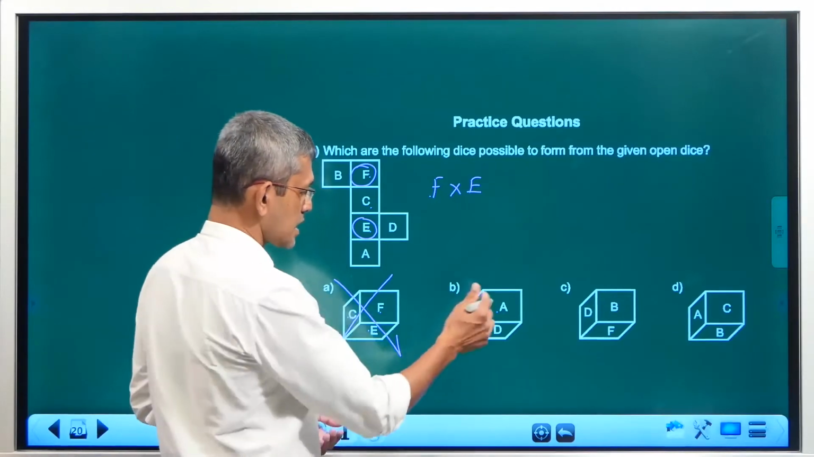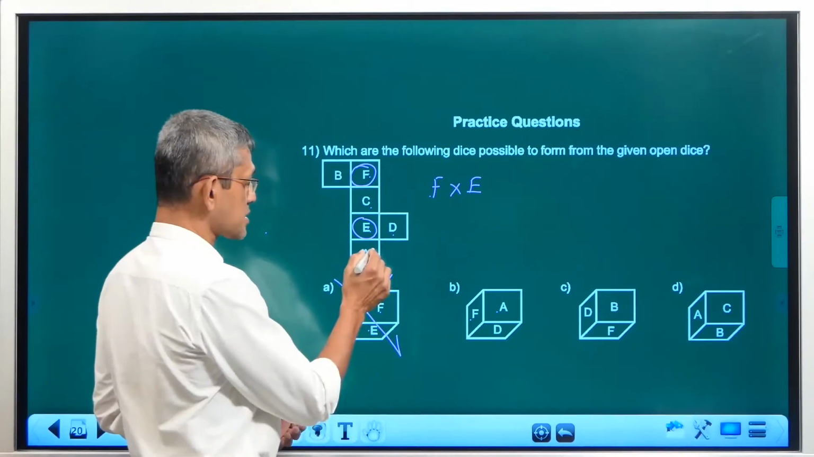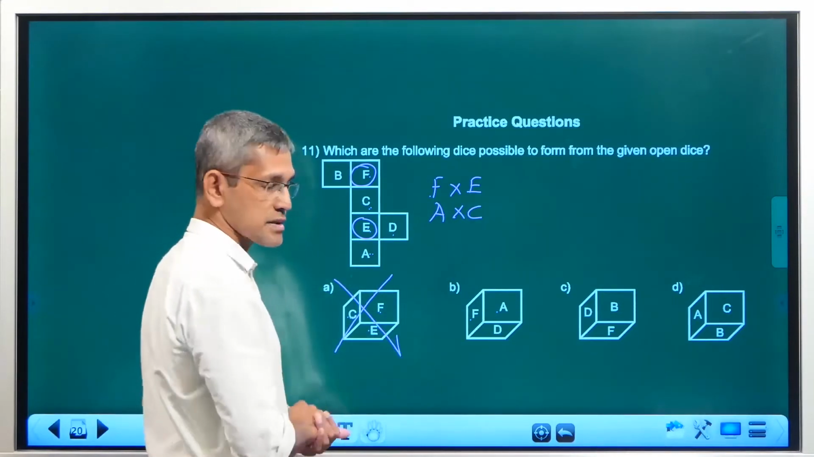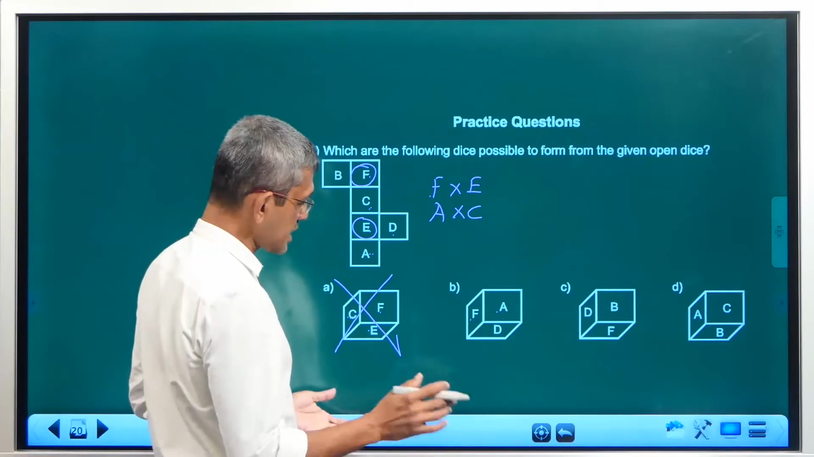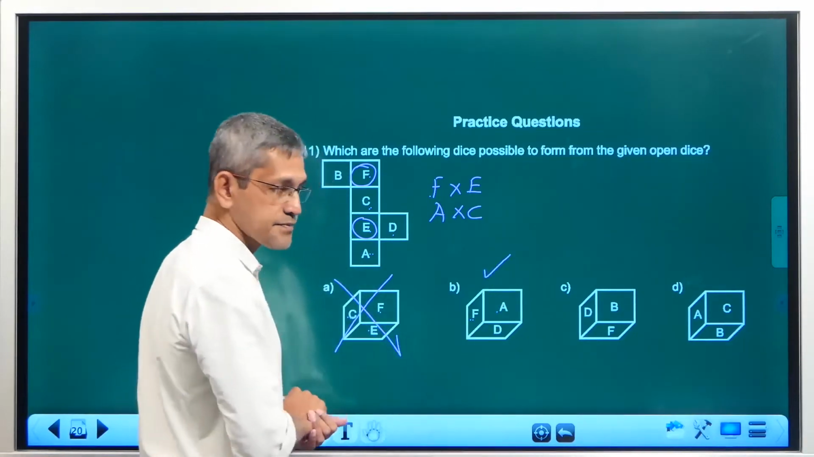Then F and D. Well, F and E are opposite, so F and D are adjacent, perfectly all right. Then how about A and D? A and D are adjacent as well. The letter opposite to A is C. So A and C are opposite, so D must be adjacent. Okay, so we get it. So this is possible to form, right?